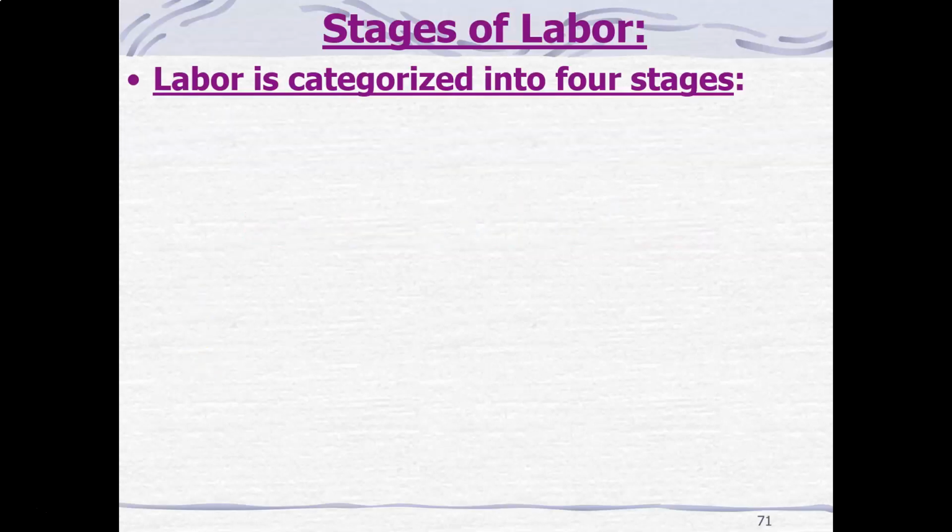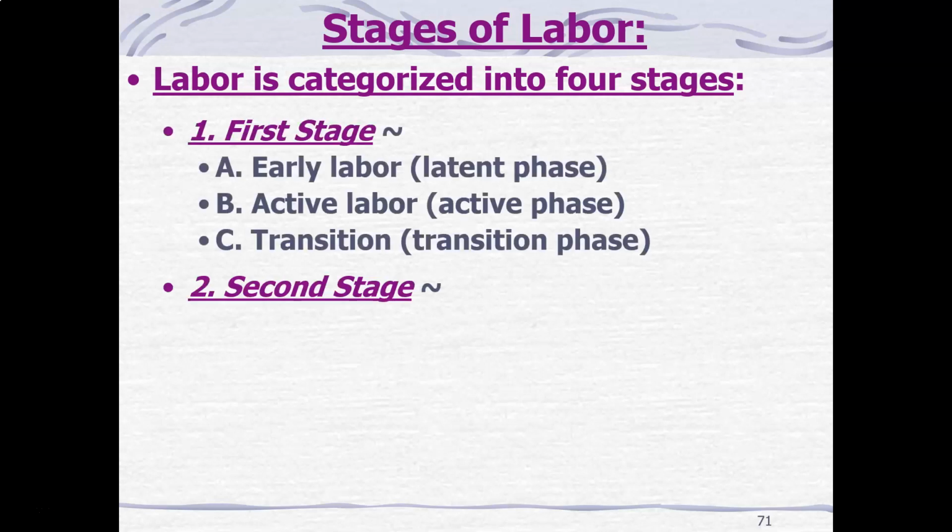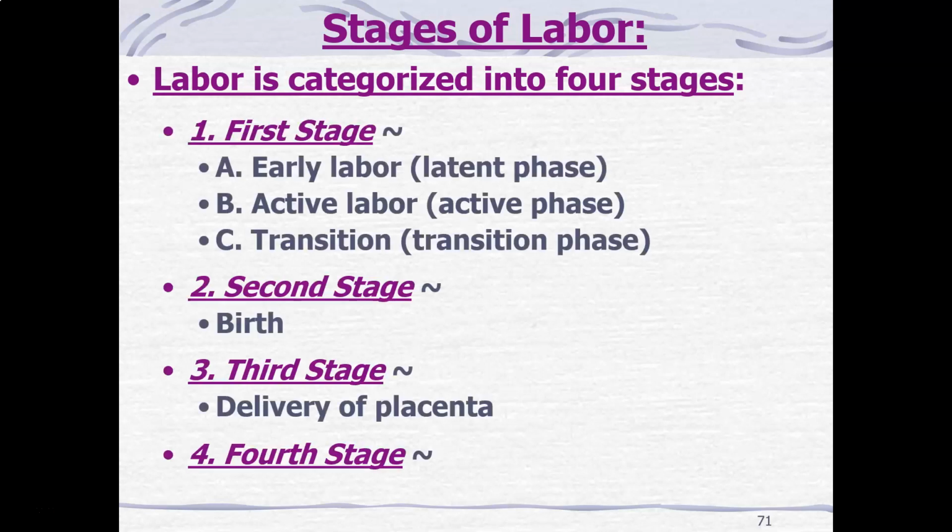Stages of labor. Labor is categorized into 4 stages. So we have our first stage, which has 3 substages. That's early labor, active labor, and transition labor, or your latent phase, active phase, transition phase. So again, this first stage would be called the dilation and effacement stage. Your second stage is the birth of the baby. The third stage is the delivery of the placenta. And the fourth stage is recovery.